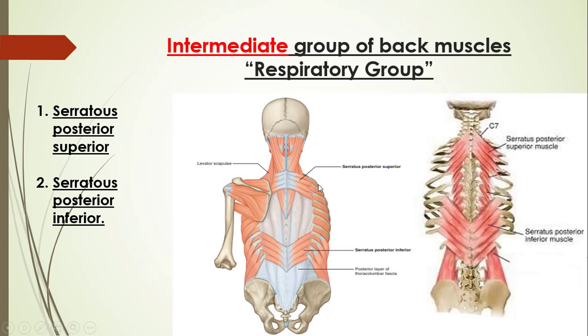vertebrae. The insertion: they are inserted into the upper border of ribs 2, 3 and 4, just lateral to the angles. So origin, lower portion of nuchal ligament, supraspinous ligaments, and spinous processes of cervical 7, thoracic 1, 2, and 3. Insertion, upper border of ribs 2, 3, and 4, just lateral to their angles.